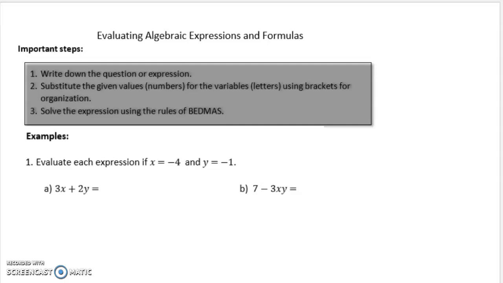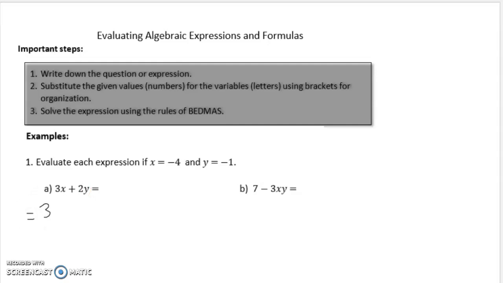Okay, so this first example says evaluate each expression if x equals -4 and y equals -1. For this first one, it says 3x plus 2y equals. So what we're going to do is substitute x equals -4 into this x, and then y is -1 into this y. Okay, so I'm just going to write my equal sign.